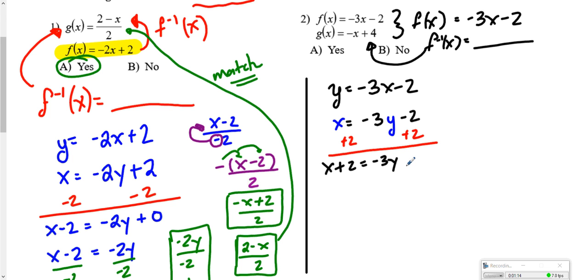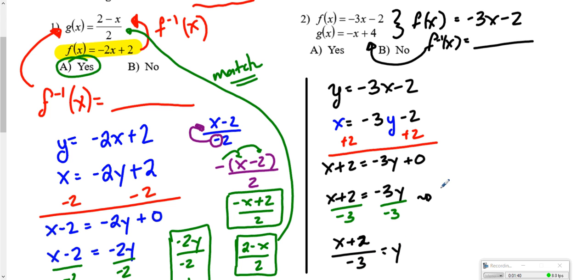And remember, negative 2 plus 2 gives you a plus 0. So because of the plus 0, we're able to not have that term anymore, because negative 3y plus 0 is just negative 3y. Dividing by negative 3 on both sides, then we have x plus 2 divided by negative 3 equals y. And remember here that when you have negative 3y divided by negative 3, a negative 3 divided by a negative 3 gives you 1y, and we just write that as y. That's the mathematical reasoning to dividing by a negative 3.